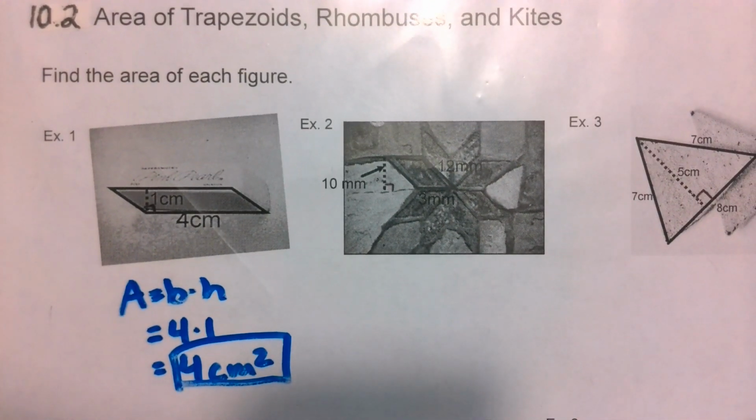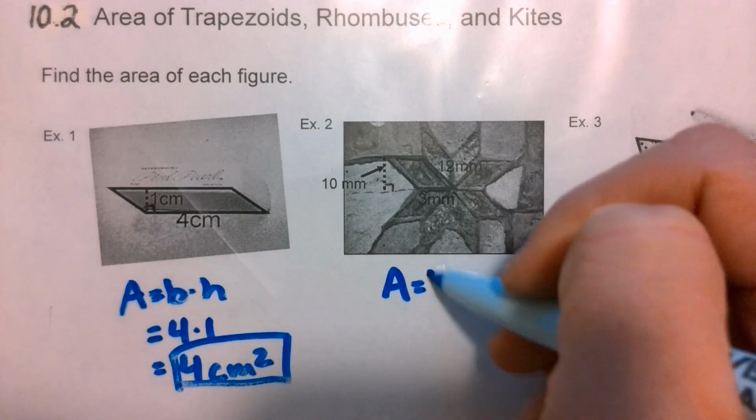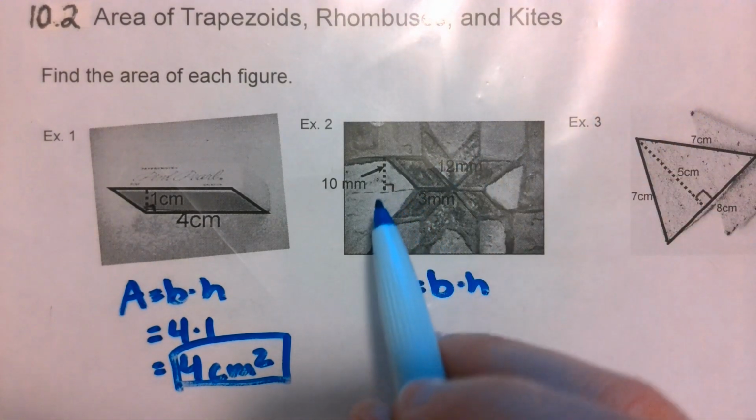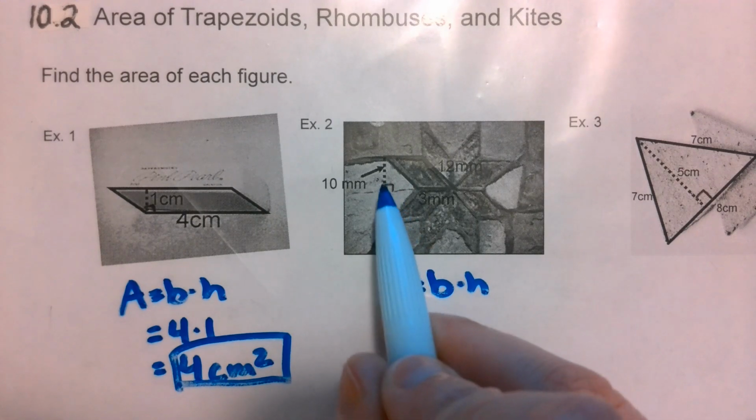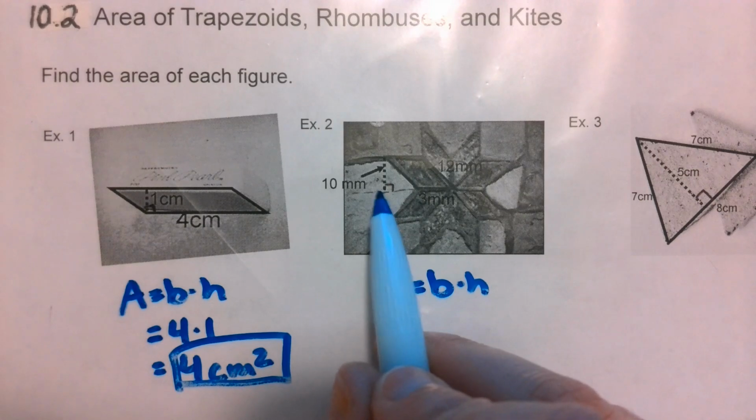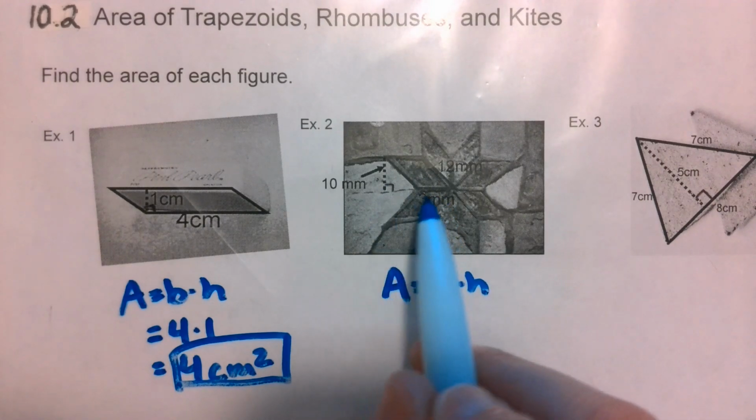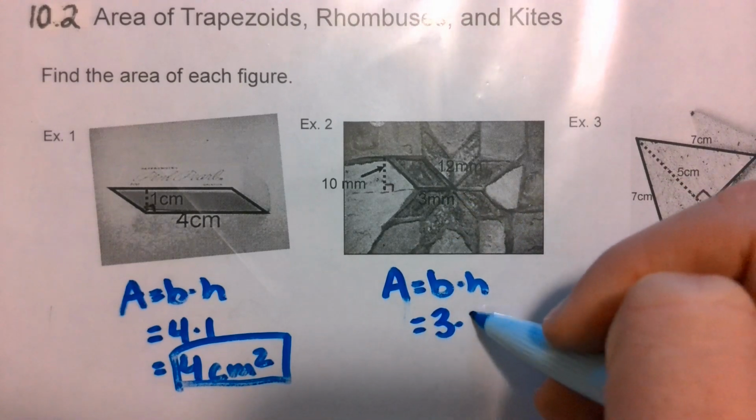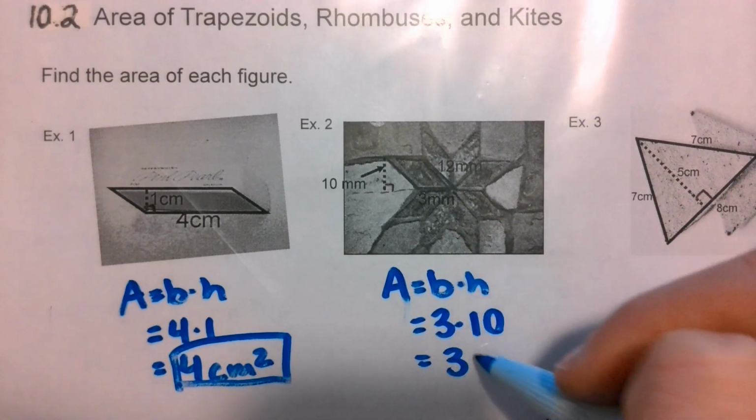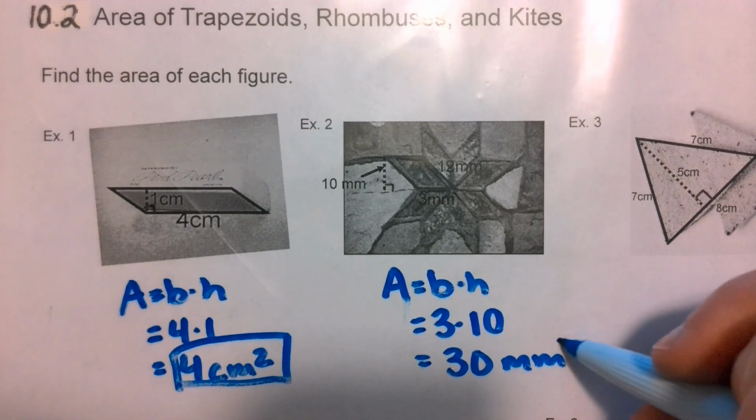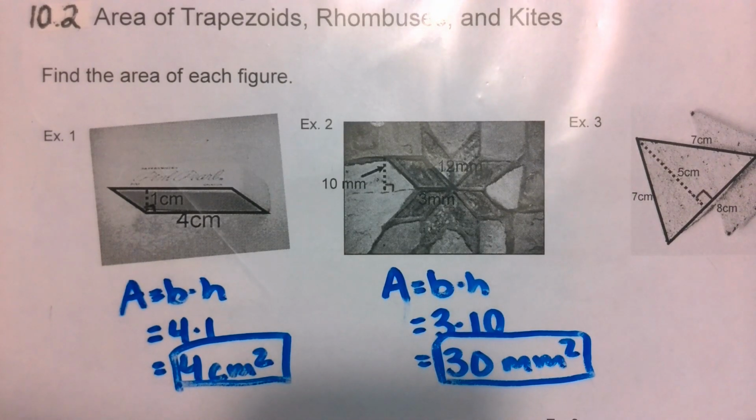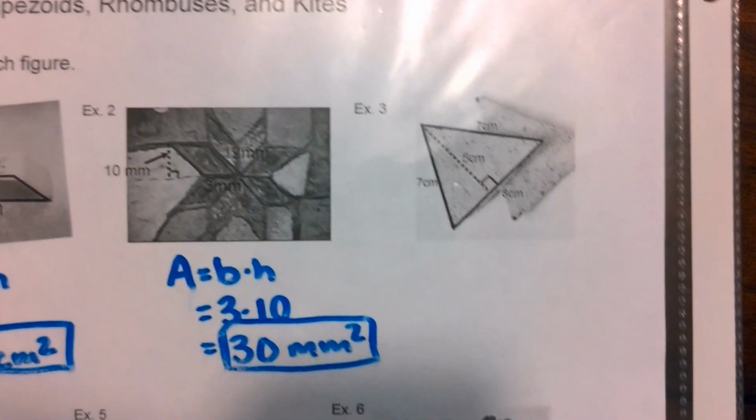For example 2, still a parallelogram. So our base times height. Well, we have a couple of different numbers to choose from. So our eyes should go straight to this perpendicular piece and just noticing that this length of 10 is perpendicular to the base, even though it's outside of it, it's perpendicular to it. So if our base is 3, the height is 10. So we've got 30 millimeters squared. Not sure what that object is, some type of tile, rock maybe.